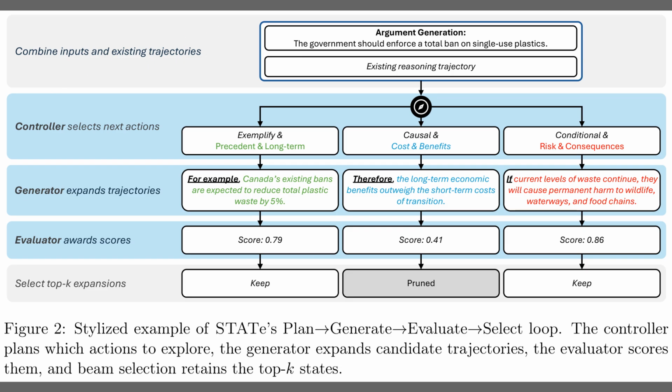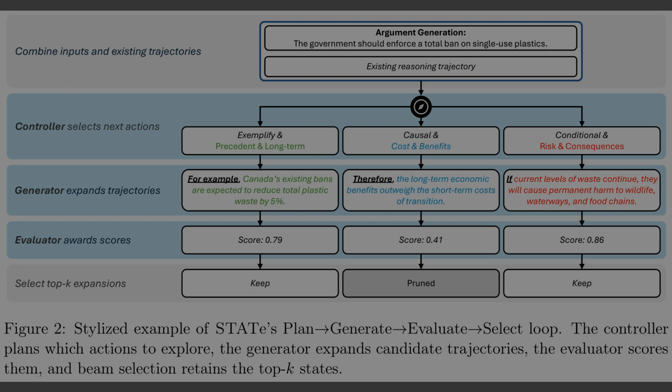about banning plastics. At the start of the process, the controller selects distinct reasoning strategies to explore, labeled here as actions like exemplify, causal, or conditional. The generator then writes the actual text based on these choices. For instance, the exemplify action forces the model to begin with, for example, while the conditional action triggers an if statement. In the final steps, the evaluator scores each attempt, pruning the weak argument in the center so the system only keeps the high-quality paths on the left and right.